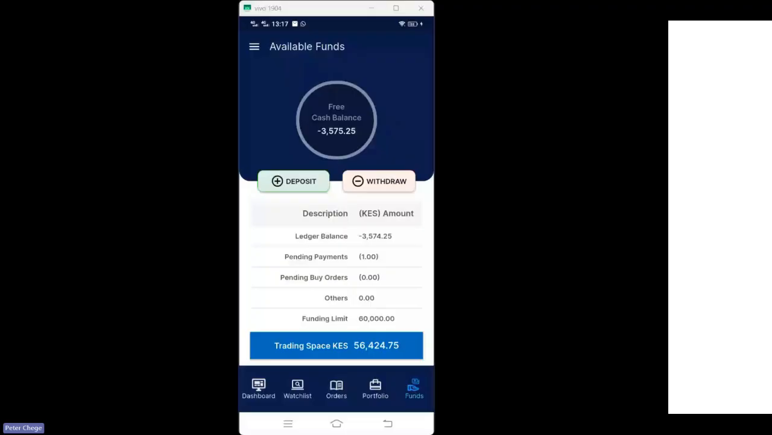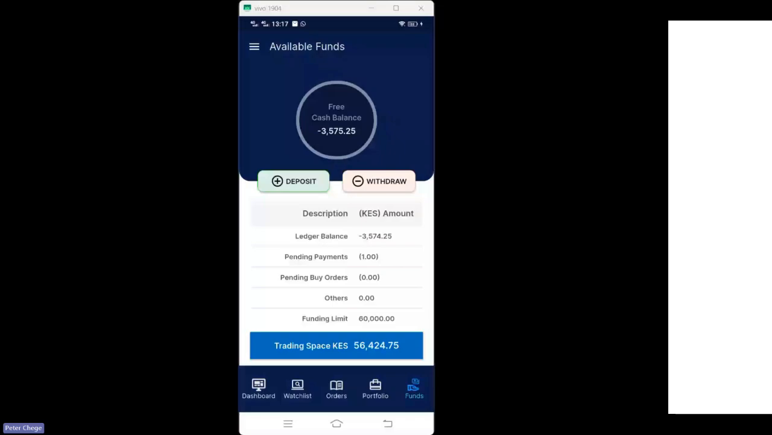Allow me to explain the terms below, then we come to deposit and withdraw. So you have ledger balance. That is the cash amount that AIB has for you. So as I said, you deposit money, you buy shares, AIB uses that money to pay CDSC. So when you deposit, ledger balance is positive. When we pay CDSC, we debit this money, but credit you with portfolio. We'll come to that when we are trading.